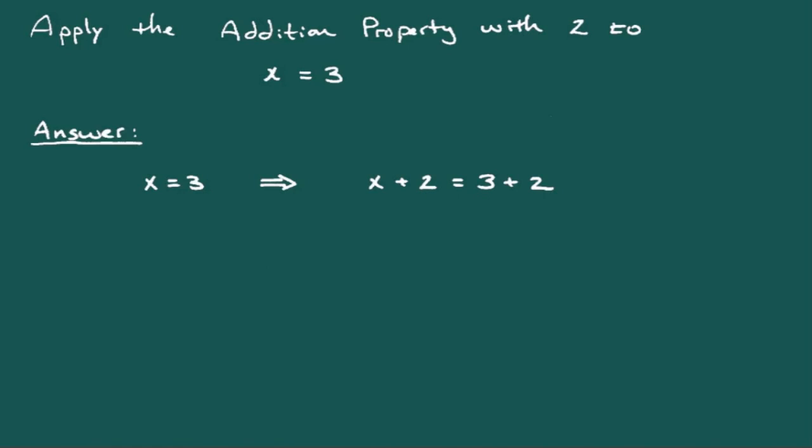And so what I could do then is to take this 3 and this 2. Now I can put those together to end up giving me just our final answer for x plus 2 is equal to 5.